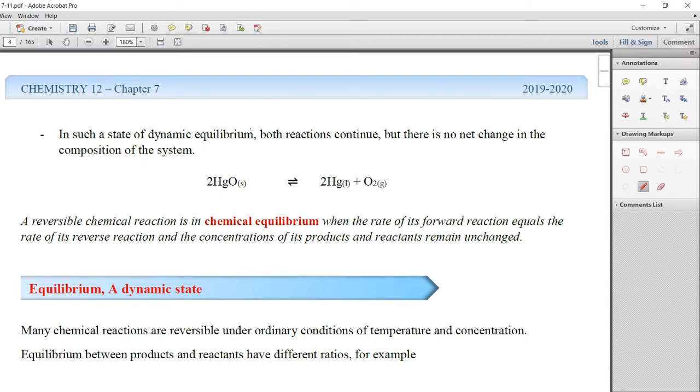So in such a state, a dynamic equilibrium, both reactions continue, but there is no net change in the composition of the system. So there is no net change after it reaches equilibrium. It means that the reactant won't change and the product will not change as well. So the whole thing can be collected under this definition here: in a chemical equilibrium, the rate of its forward reaction equals the rate of its reverse reaction, and the concentrations of its products and reactants remain unchanged. Look at this point. It means that after it reaches equilibrium, neither the concentration of mercury, oxygen, or mercury 2 oxide changes, because it has reached equilibrium.